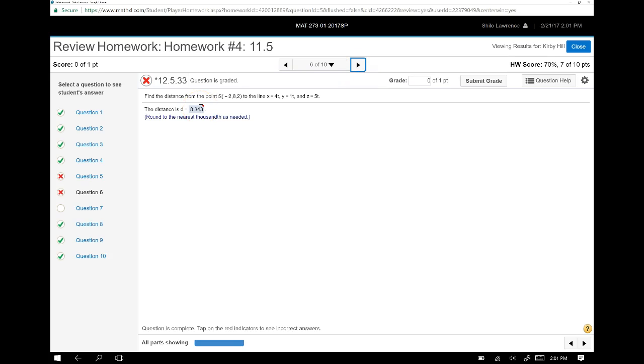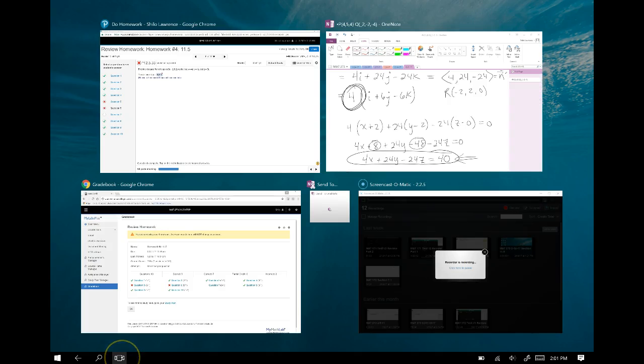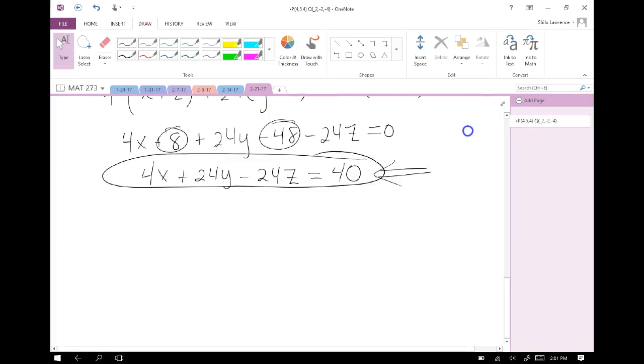All right, so number 6 was distance between a point and a line, and they gave us the line as a set of parametric equations. Just plug that into this.